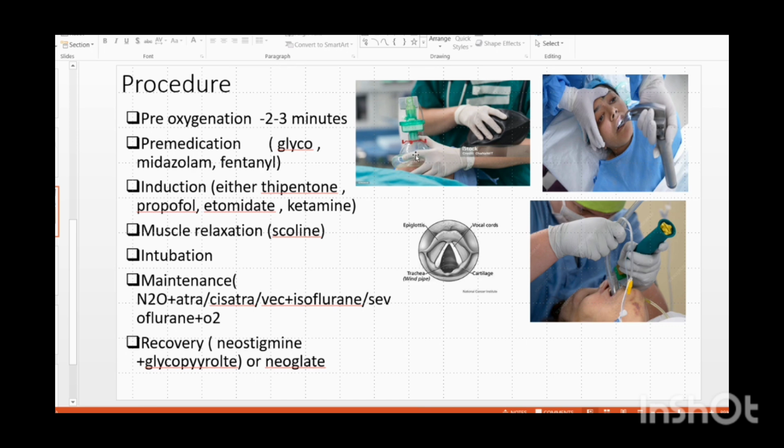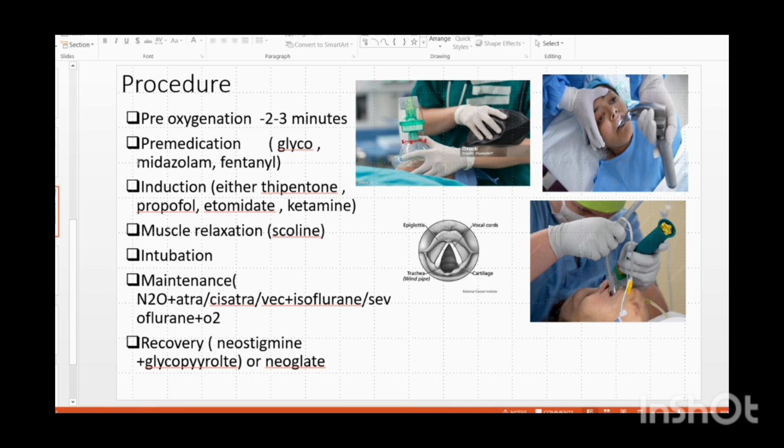Simultaneously with pre-oxygenation, the other person who is assisting the anesthesiologist will give pre-medications like glycopyrrolate, midazolam, and fentanyl. Glycopyrrolate is an anticholinergic drug, so it will reduce secretions. For that reason, we will give glycopyrrolate. It will reduce secretions like throat secretions.